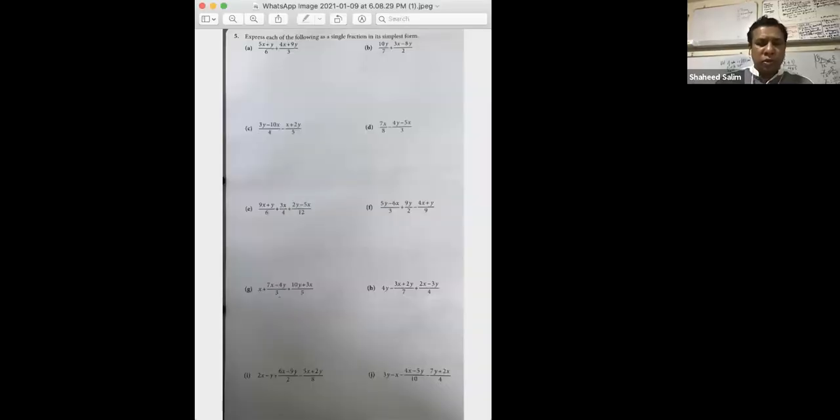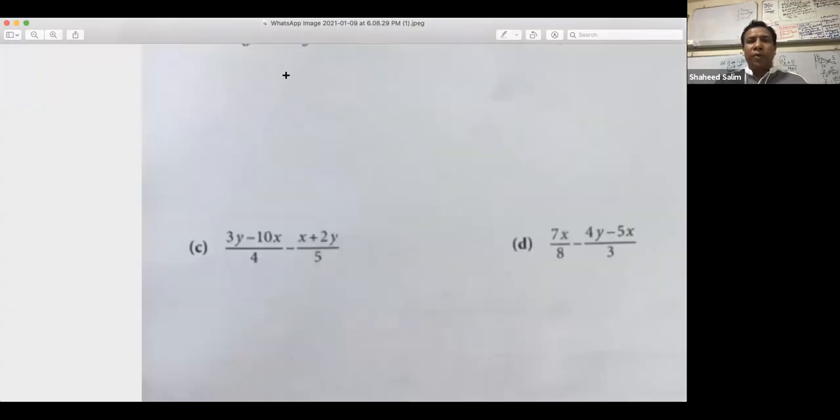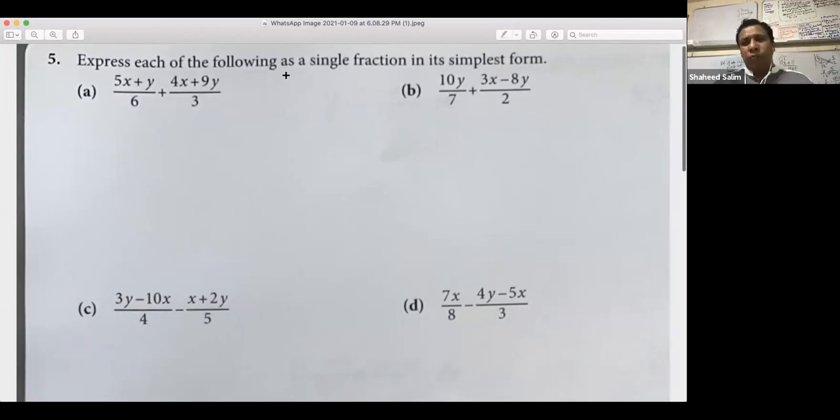Now this one, can you see the screen? Now we proceed with a little bit more complex lah. It's not so much more. It's just a little bit more. Can we do question B? Can you see 10y over 7 plus 3x over 2? We do B.